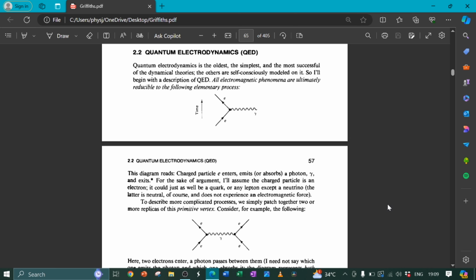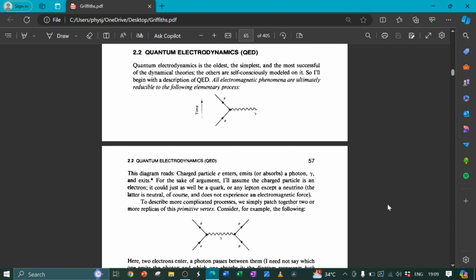Quantum electrodynamics, QED. Quantum electrodynamics is the oldest, the simplest and the most successful of the dynamical theories. The others are self-consciously modeled on it. So I'll begin with a description of QED. All electromagnetic phenomena are ultimately reducible to the following elementary process.